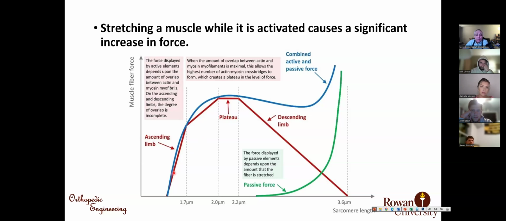So the red one is the active force that the muscle is producing, which first increases with the stretching until the optimal overlap between the thin and thick filaments happens. And then for a while, it remains constant. And then after the overlap begins to decrease, the force generated decreases. This is the active force. Passive force gradually builds up in the muscle as a passive elastic tissue. And the sum of these two creates this curve for the combined active and passive force in the muscle for us.